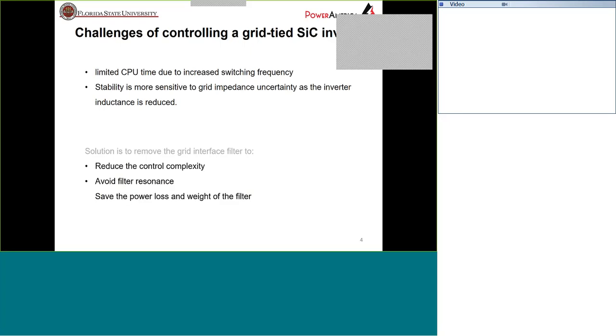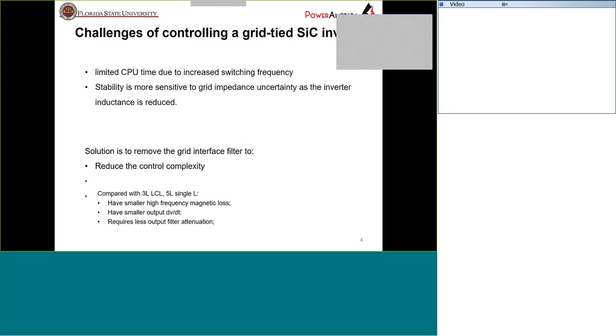So our solution towards this is quite straightforward. We are looking at completely removing this grid interface filter so that we can have a very simple PR or PRA control, and we can just avoid the filter resonance, and also we can save the power loss and weight of the filter.